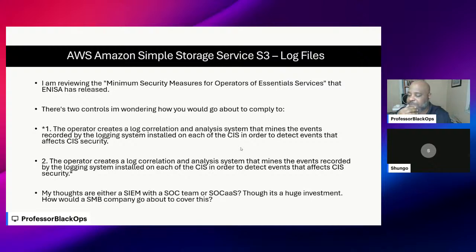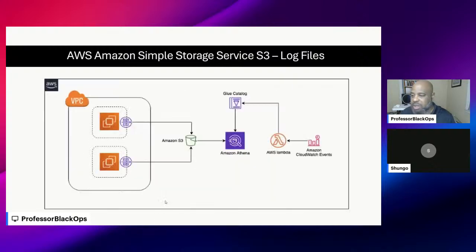So the question is, my thoughts are either it's a SIM or a SOC team or a SOC SaaS. So that's a huge investment. That is correct. How would an SMB, small managed business company, go about covering this? So the S3 bucket we talked about, you could create log files. We talked about using Glacier, right? Once we do our analysis on it, it could go in Glacier and be pennies to the dollar. So what kind of use case would I set up? I've actually done this in real life before for a small company, right?